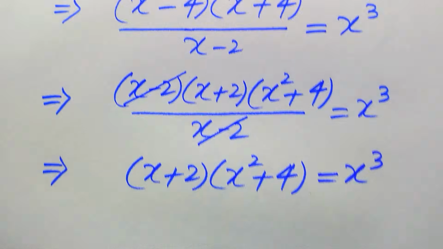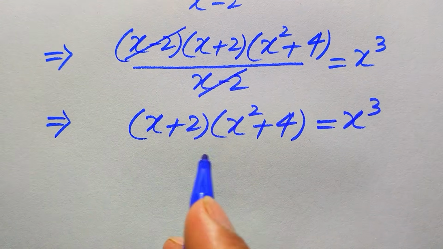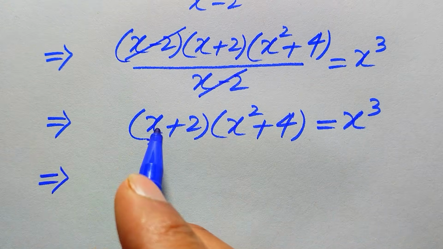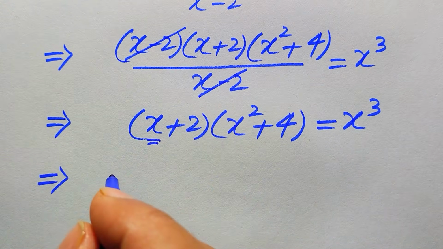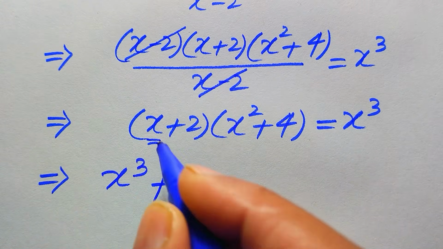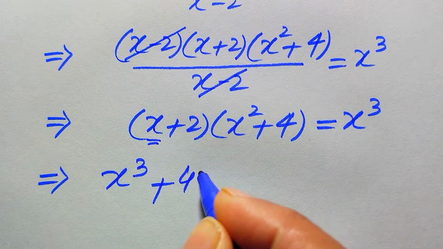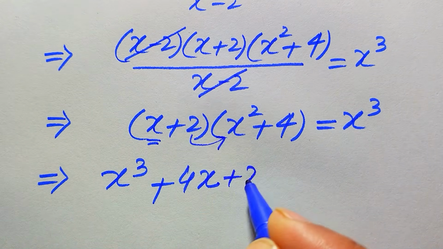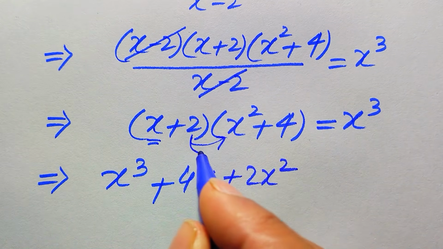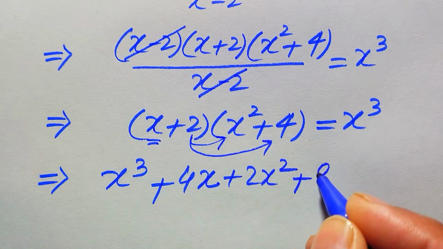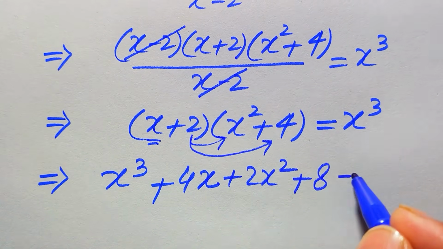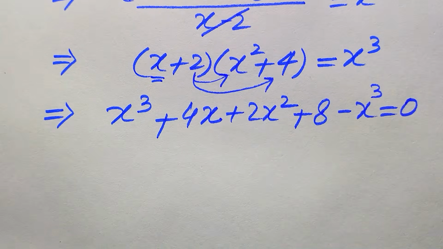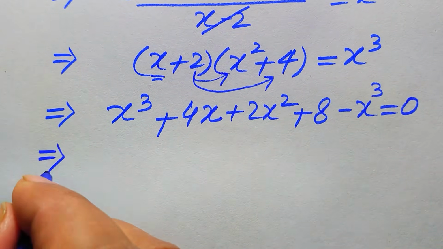And now we multiply both of these two terms. First we multiply this x on both of these two values: when we multiply x with x square, it becomes x cubed, plus when we multiply x with 4, it becomes 4x. Now we multiply 2 with this x square, it becomes 2 times x square, and we multiply 2 with 4, and it becomes 8. And we move this x cubed from the right hand side to the left hand side, and this equation is equal to 0.